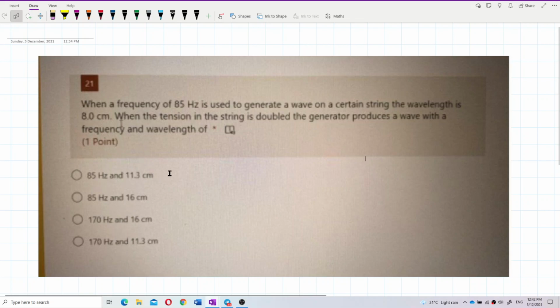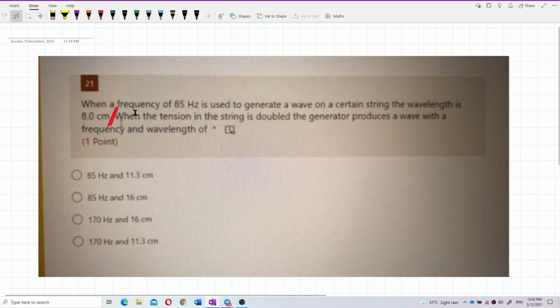Here we have two conditions. We need to separate them. The first condition: frequency 85 Hz, then the wavelength is 8 cm. So this is the first one. I make a separator here.